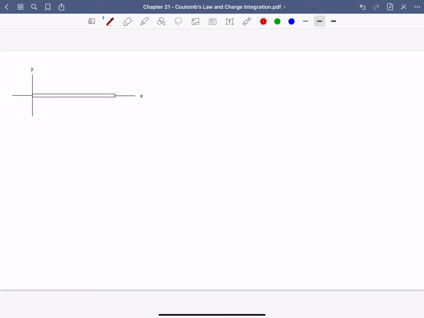Make sure you watch part one of this video series so that you have context for what it is I'm about to do. What we want to do is find the total charge on this rod here. It's lying along the x-axis.